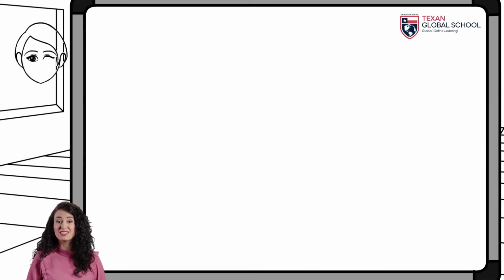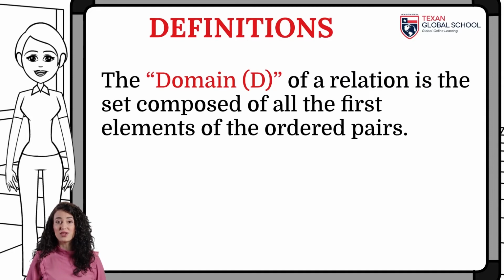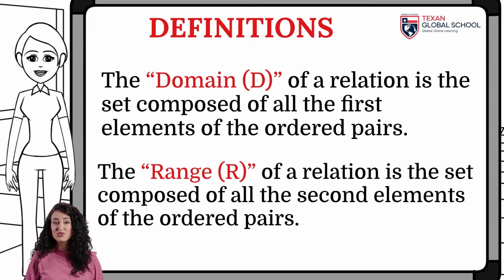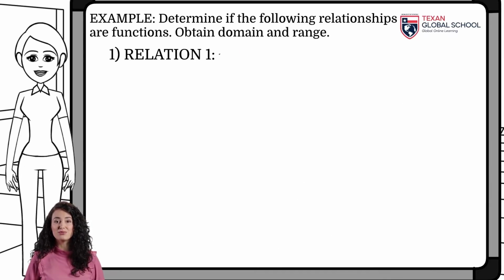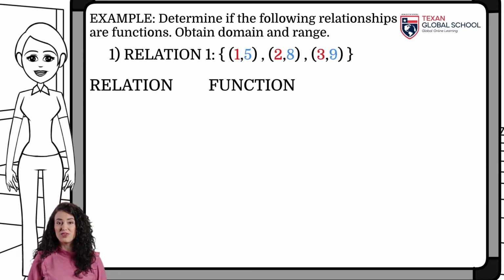The domain D of a relation is the set composed of all the first elements of the ordered pairs. In contrast, the range R of a relation is the set composed of the second elements of the ordered pairs. Let's look at another example. We will determine if the following relations are functions. We will obtain the domain and range.